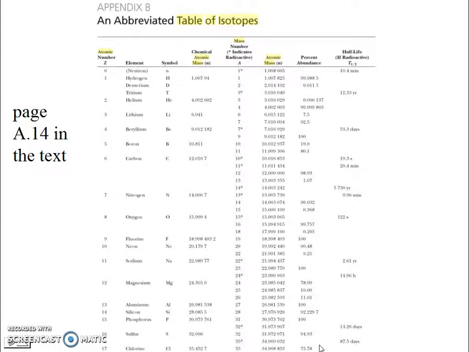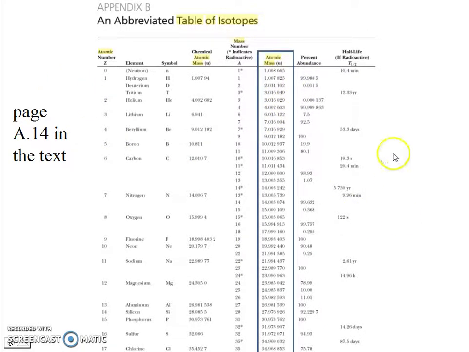So when we do problems involving mass defect and binding energy, we're going to have to use these values that are given here in your textbook in Appendix B, which starts on page A.14 in the back of your textbook. All sorts of interesting information here, but the column we'll be looking at is called atomic mass, given in atomic mass units. These are very, very detailed measurements of the masses of the particles involved.